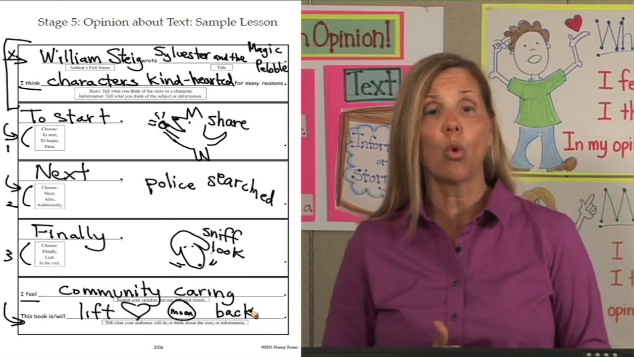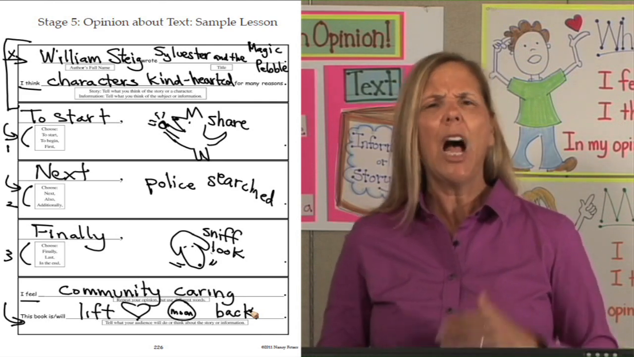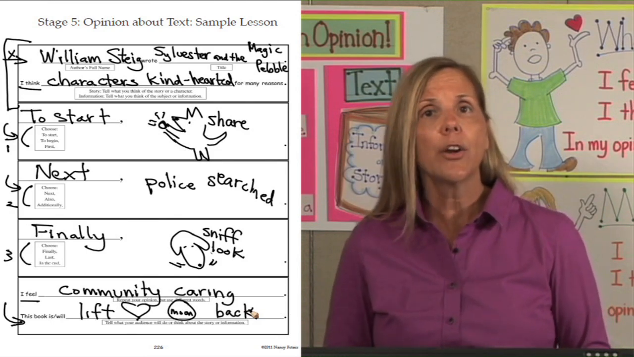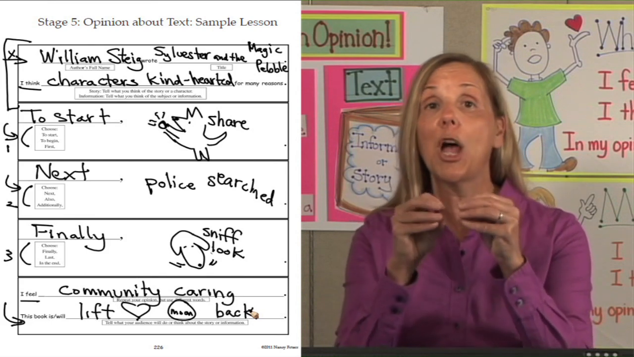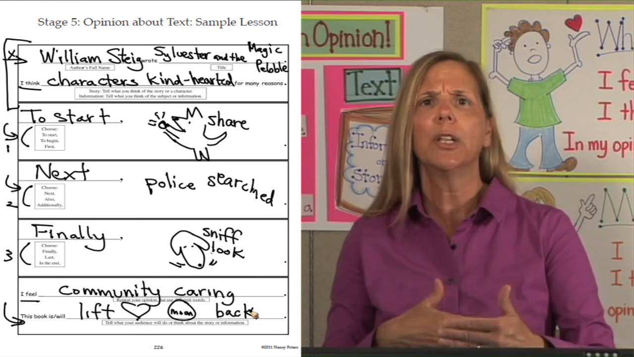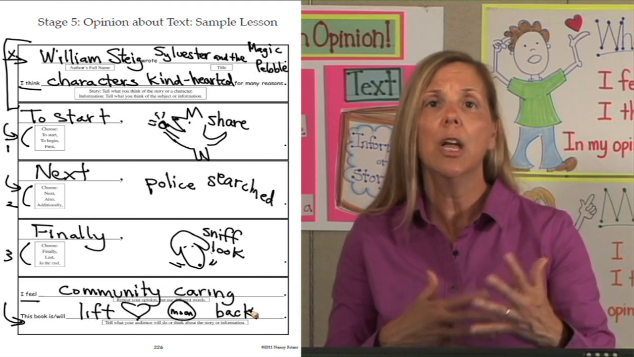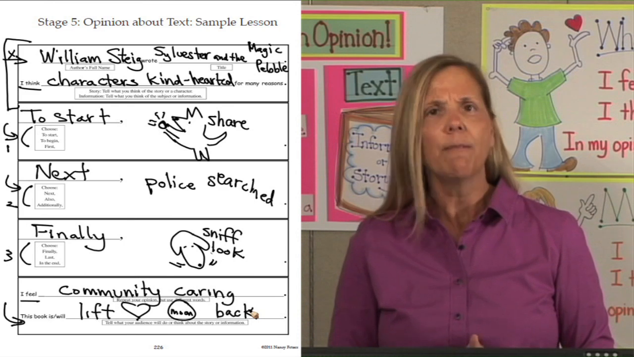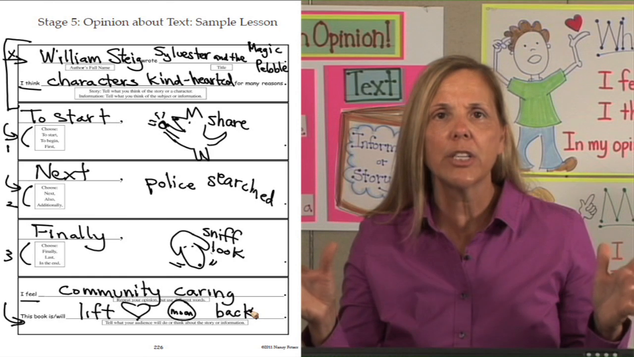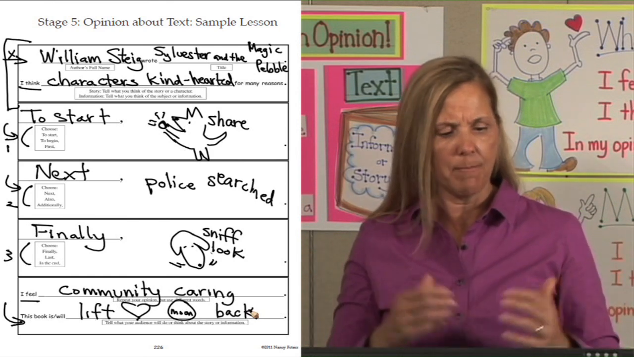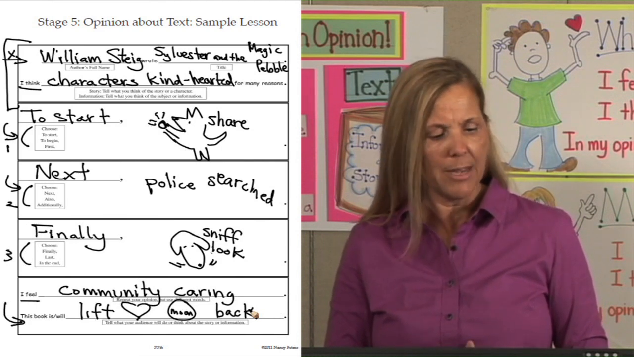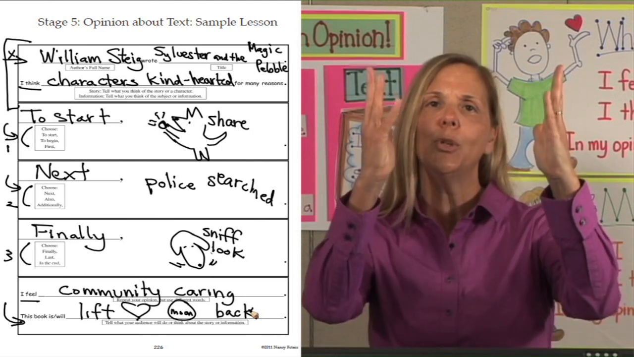William Steig wrote the story, Sylvester and the Magic Pebble. I think this story is packed with kind-hearted characters for many reasons. To start, the main character found a magic pebble and wanted to share it with his friends and family. Next, the police searched for the lost Sylvester and were upset when they couldn't find him. Finally, the dogs sniffed and looked in every nook and cranny in the forest to try to find the lost boy. I feel this community is filled with caring individuals. This book will lift your heart to the moon and back.